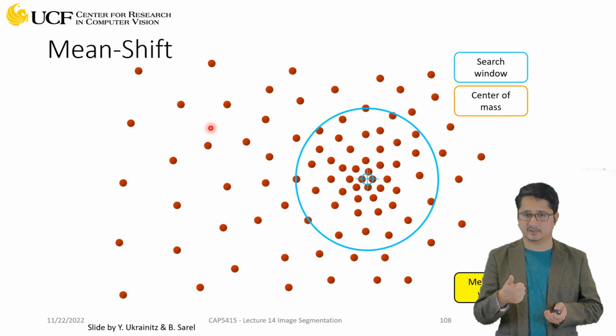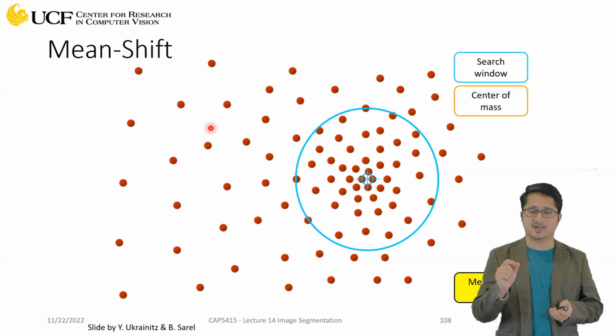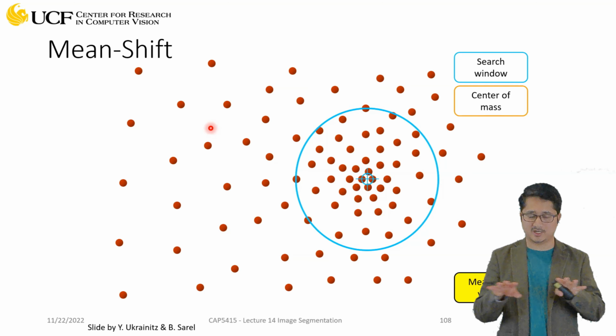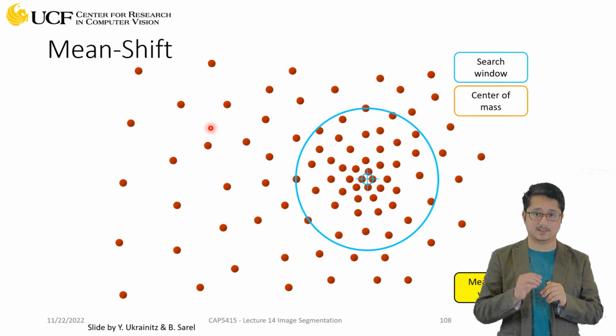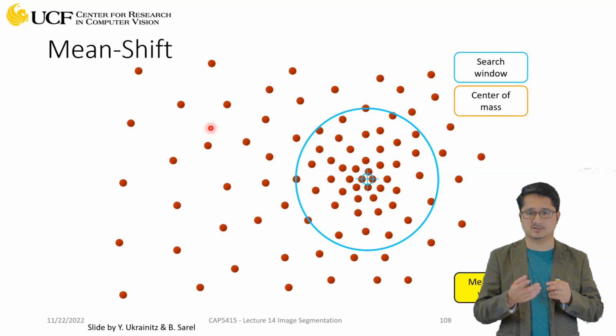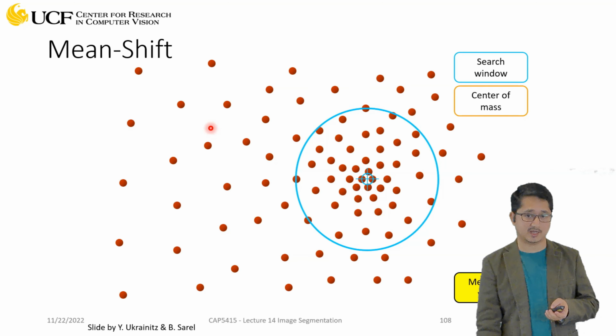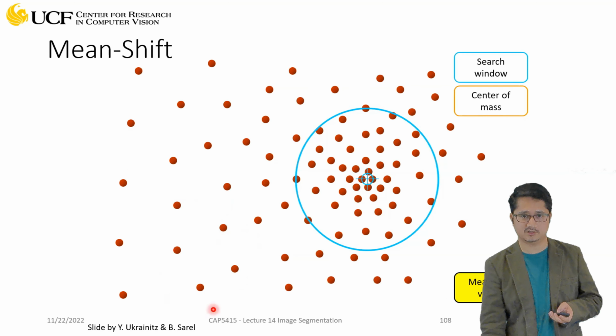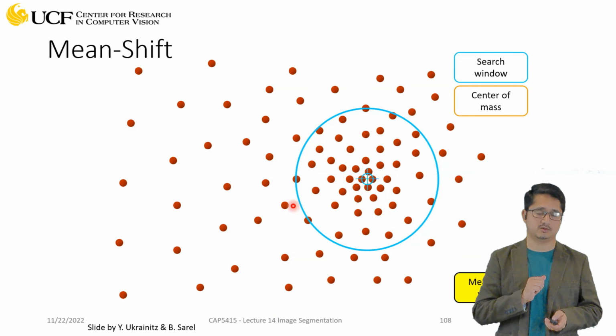The second important thing is, when we start with multiple points, we might end up at the same mode, at the same location. And in that case, we just merge those two segments together. So we might have started at this location as well, because we are doing it randomly. Then that might have also ended up at this location. And all those pixels will also belong to this particular segment.